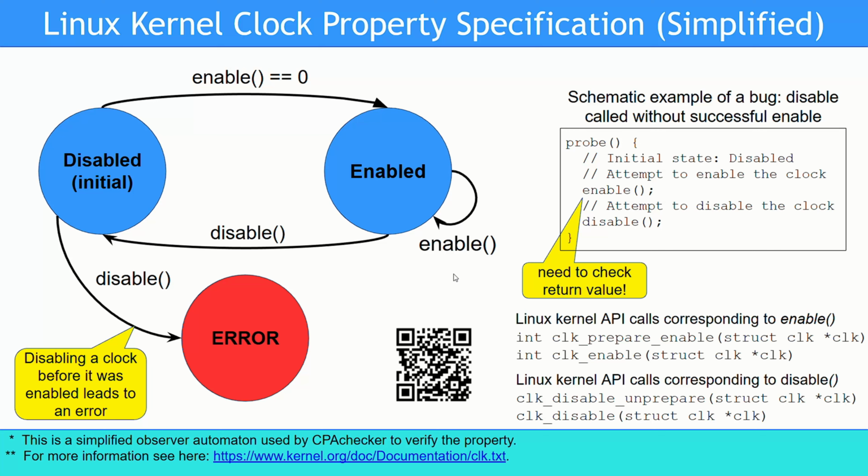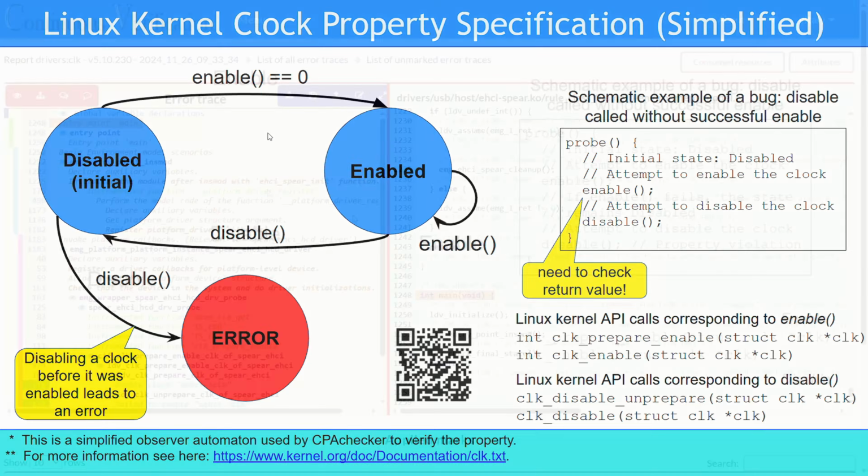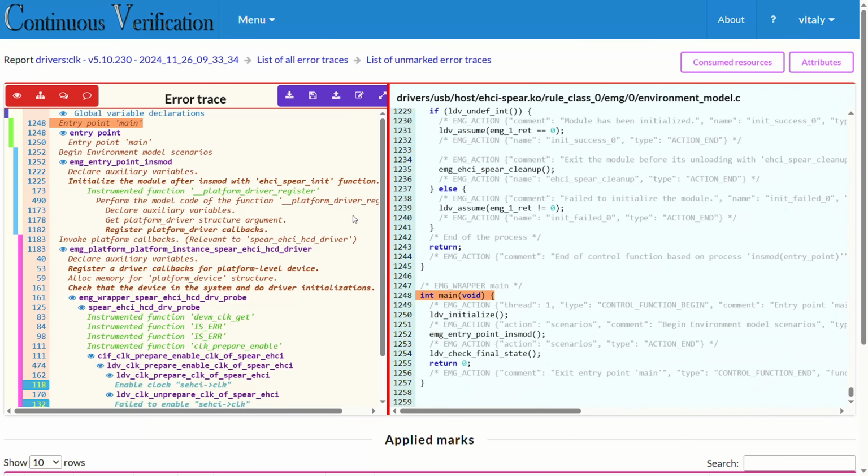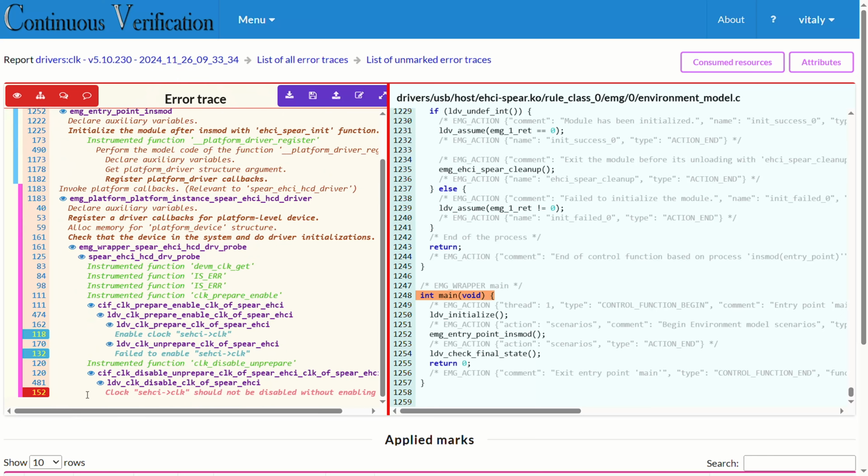Let's look at an error trace found in a Linux kernel module during verification of clock API usage. In this case, we're checking that every call to disable the clock is properly preceded by a corresponding call to enable it. And here is the error trace itself. The interface is split into two panes: an error trace showing a step-by-step execution path from program entry point to the property violation, and the source code.